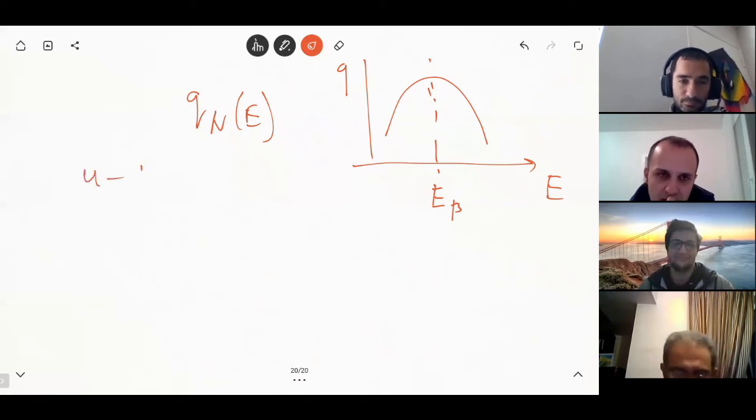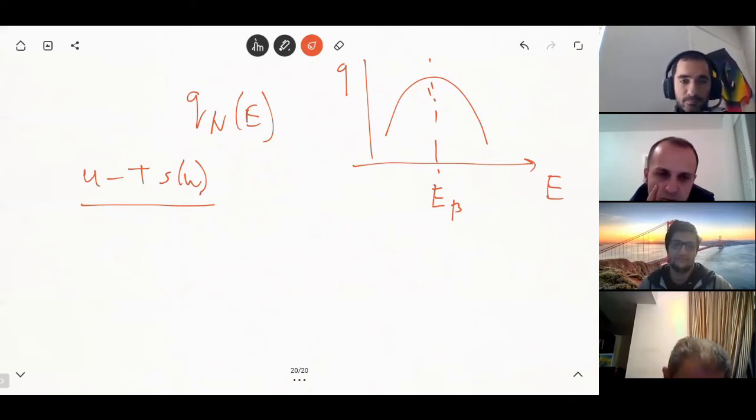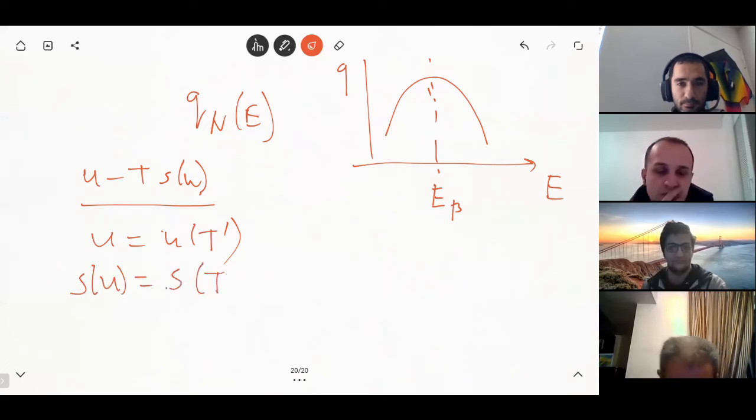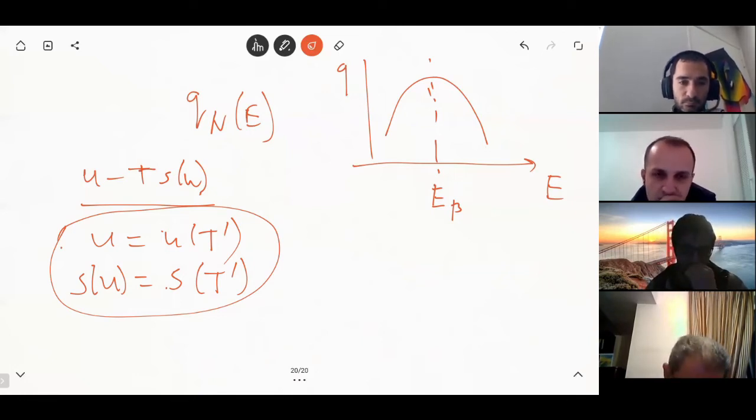So if we take this object, u minus T s(u), let's take a look at it. T here is just a parameter, and s is just a function of u, in the sense that if we take some energy u, it is going to be the thermal average energy density for some temperature. Let's call this temperature T prime. So it's the energy for T prime, and for the same T prime we calculate the entropy. In this sense, s(u) is defined, and this function can be shown to be strictly concave.